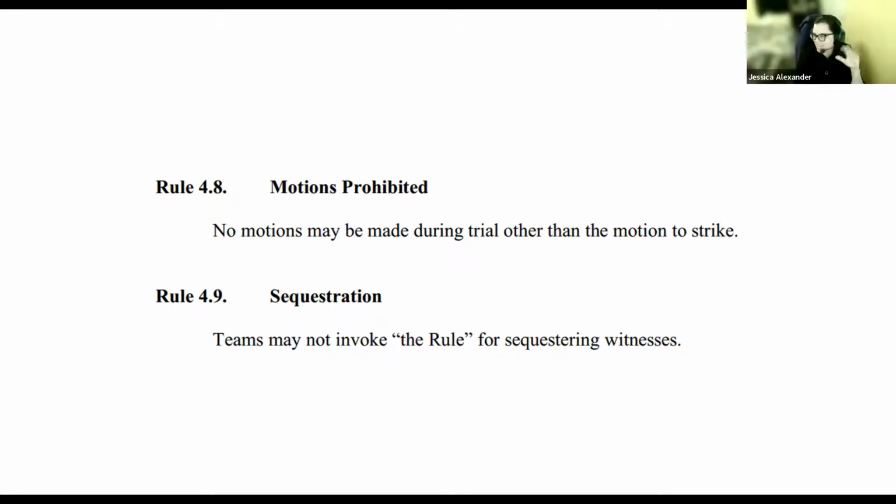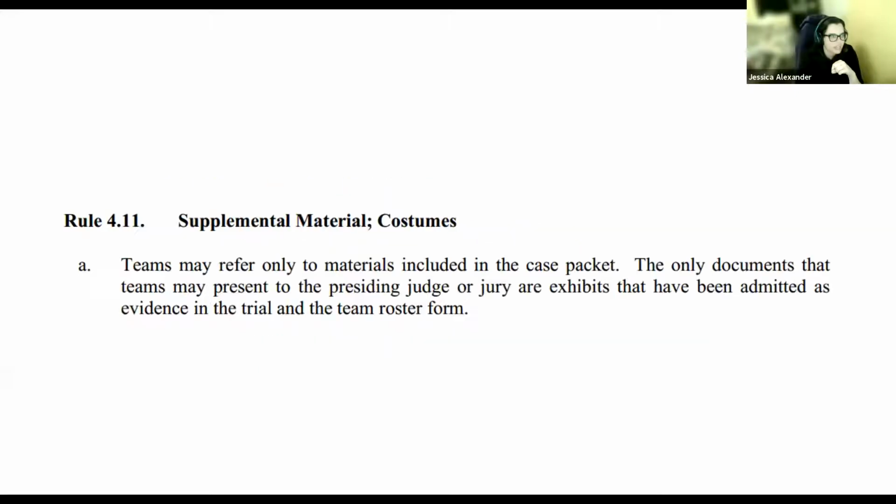So, I mean, in that case, it's not really a motion in terms of what we're thinking about, but it is technically a motion because you're moving for something. But that would be allowed. Otherwise, anything else is not allowed.